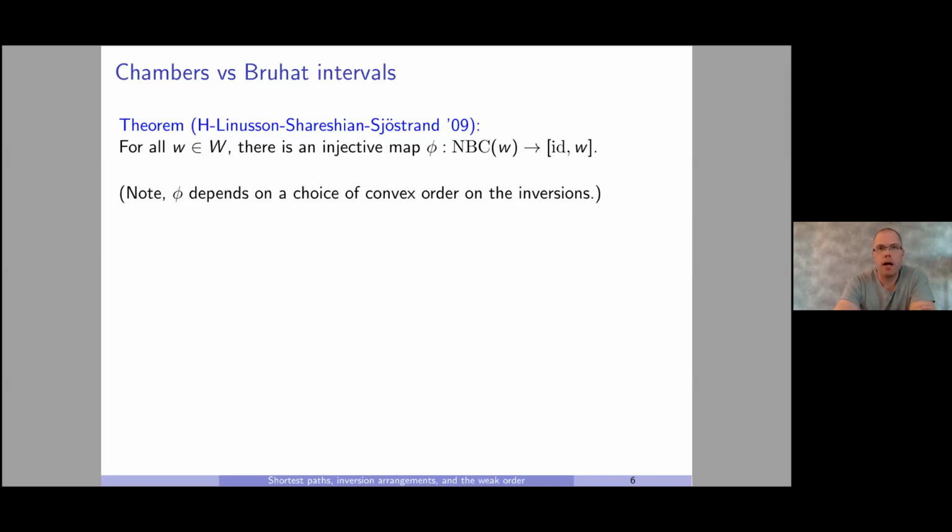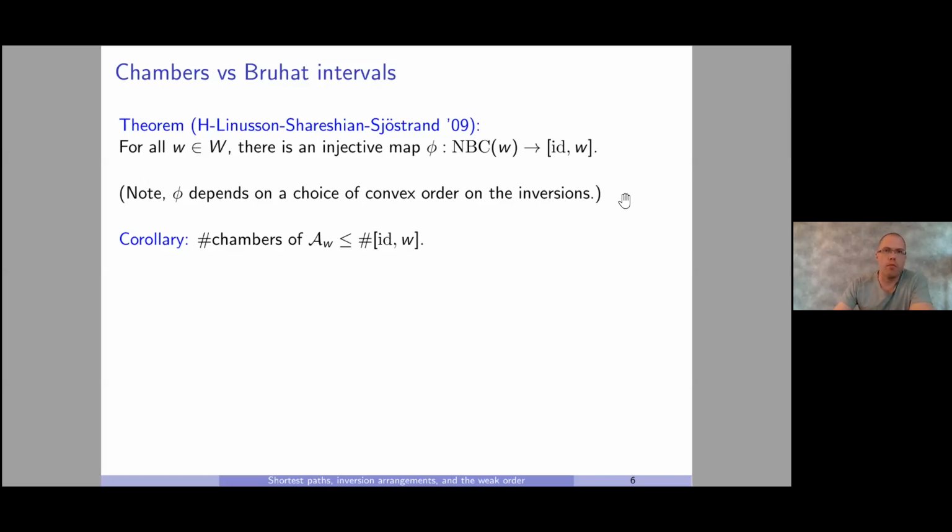For example, the number of NBC sets is the same as the number of chambers in the hyperplane arrangement. So that's where this corollary comes from, and that was the reason we were interested in this, that since the number of NBC sets is the same as the number of chambers, you get this inequality from this injective map. So the number of chambers of the arrangement is at most the number of elements in this Bruhat interval.